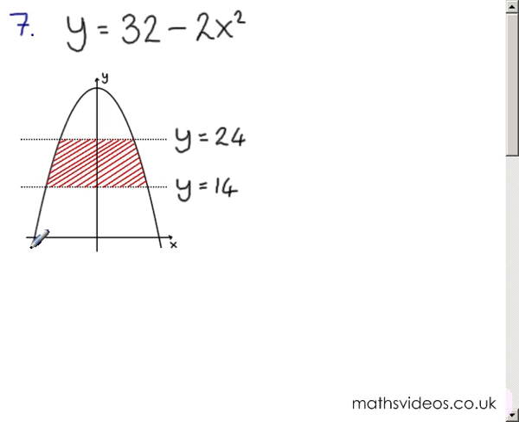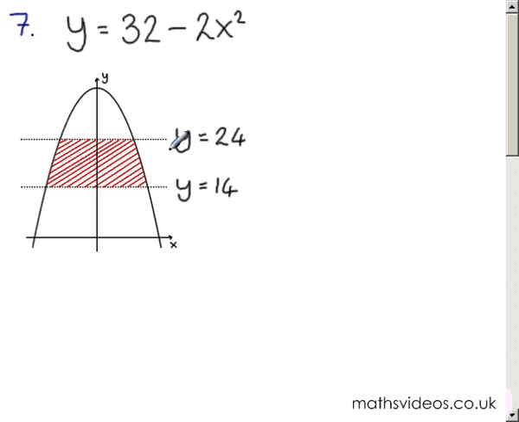This is question number 7. The parabola shown in the diagram has equation y equals 32 minus 2x squared. The shaded area shown in our diagram in red lies between the lines y equals 14 and y equals 24. We're asked to calculate the shaded area.